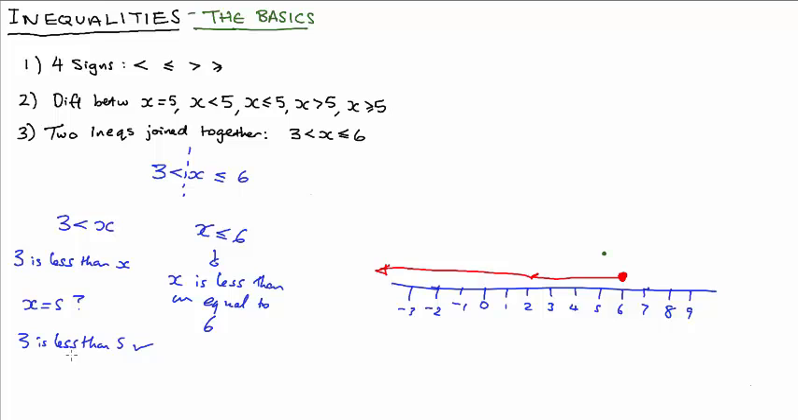Let me show you why, for example, 2 isn't. Because if I replace x equals 2 into this sentence, which is what I did for 5, it would say 3 is less than 2. No, that's nonsense. So we know that's not going to be there.